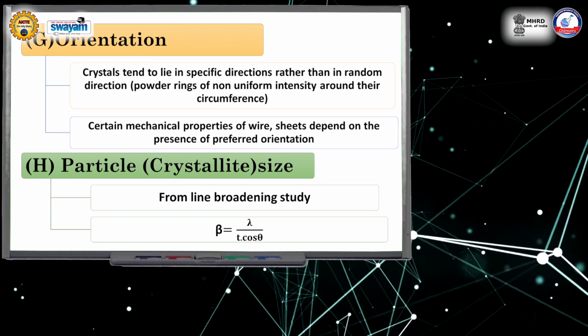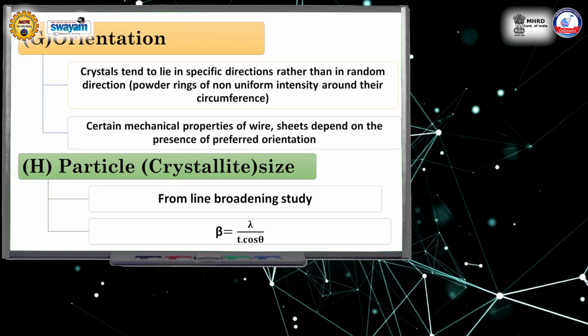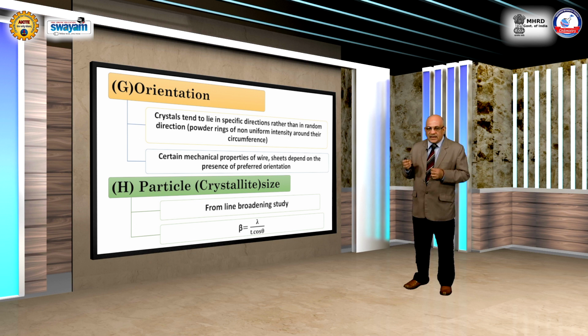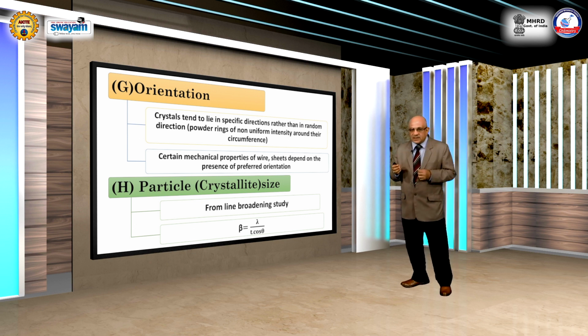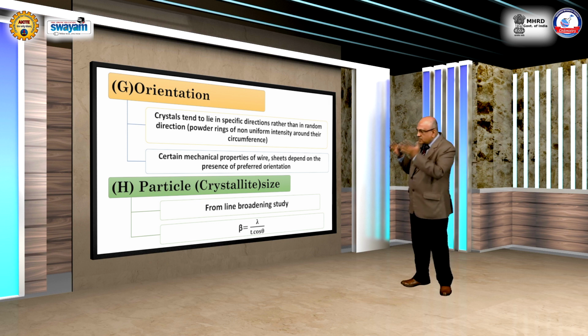You can also calculate what is called particle size, but to be more precise, crystallite size, from X-ray line broadening study. There you take a particular reflection, one reflection at a particular theta value, and then you measure the full width at half maximum, and you use the equation which is given below.